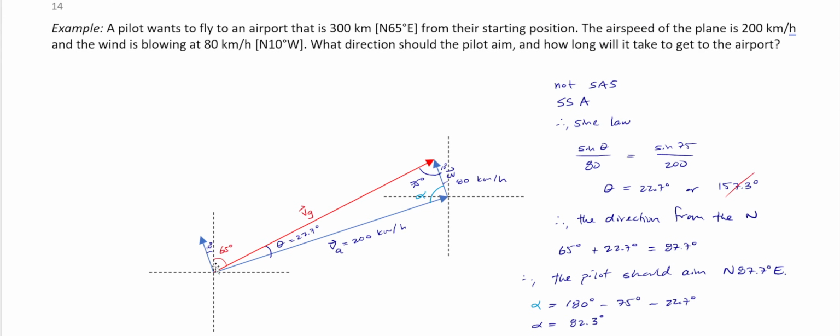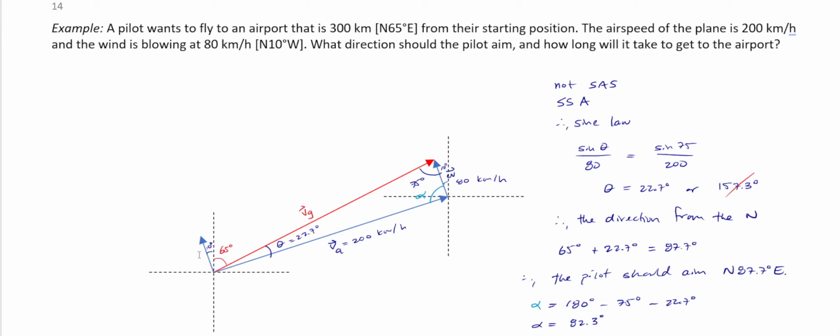So I think what we did is we just started off right here. We know that the airport is 300 kilometers away, and we know its direction. So we know that the ground velocity has to go along this trajectory, right? At 65 degrees north of east. So I placed that right there. I don't know what this is. It's not 300 kilometers per hour. I don't know what it is. I can figure this out later.